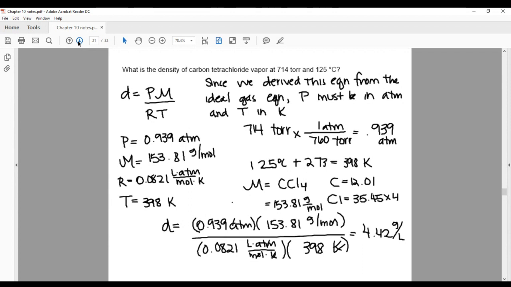Don't let these equations scare you, okay? Don't let them scare you. They're not scary equations. In this case, since R is constant, you're going to be given 3 variables, and you just have to solve for the 4th one. So don't let this confuse you. When you see this density of carbon tetrachloride vapor, don't let it confuse you. You know that density is equal to pressure times molar mass divided by R times temperature.